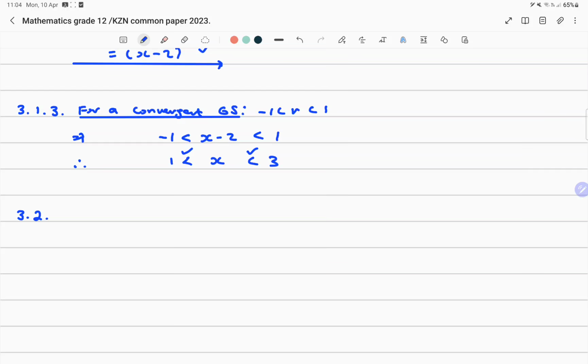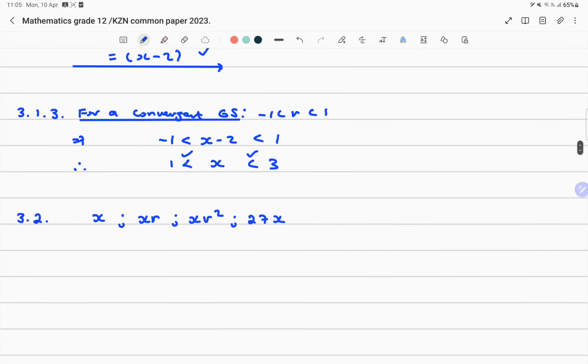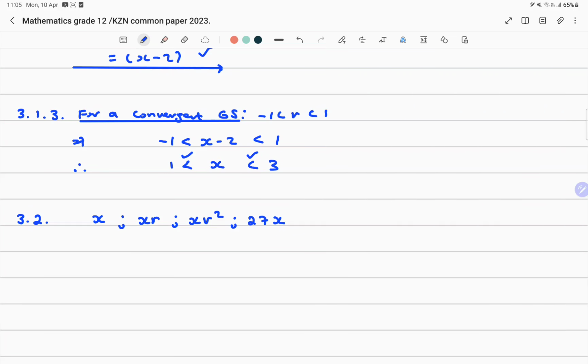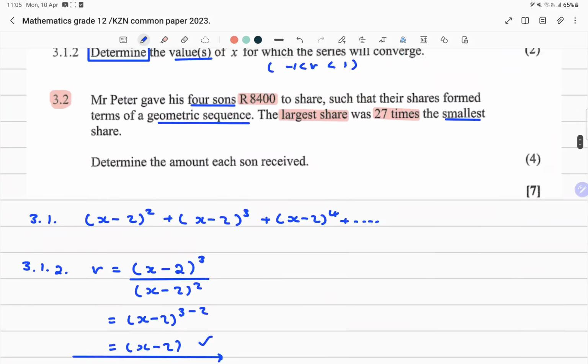So we know that we've got term 1. If we say term 1 is x, remember we're sharing this between 4 sons. This is going to be term 2, which is basically x times r, isn't it? The second term is the first term multiplied by the common ratio, which we don't know at this point. The third term is going to be x times r squared, isn't it? Yes. And then the fourth term, we are told it's 27 times the first term, which is going to be 27x. So we just eliminate r because we don't know anything about r at this point. Okay, it's easy, guys. This is something that we can deal with.